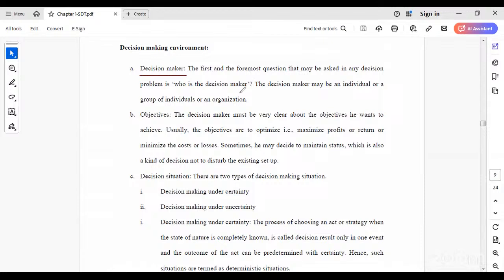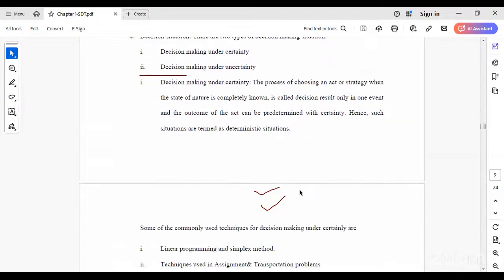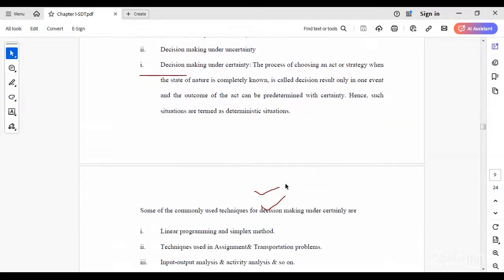The next one is the decision situation. There are two types of decision making situations, that is, decision making under certainty and decision making under uncertainty. So, decision making under certainty, first we'll see.